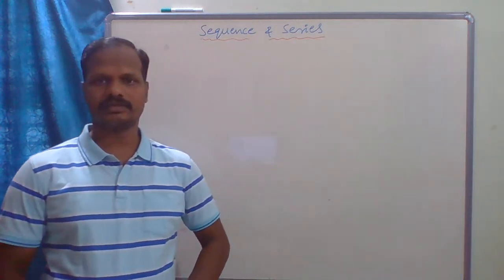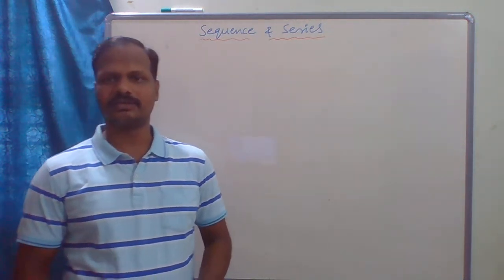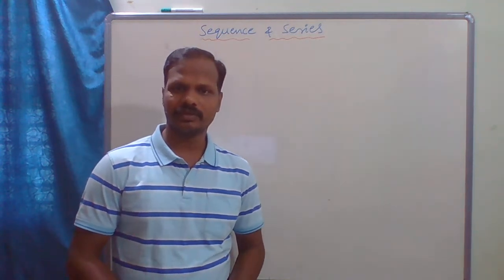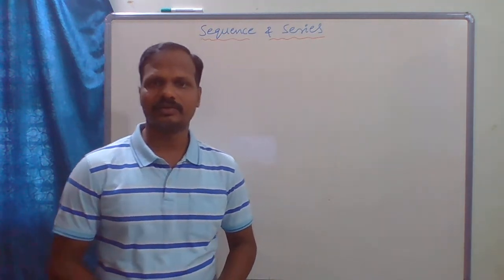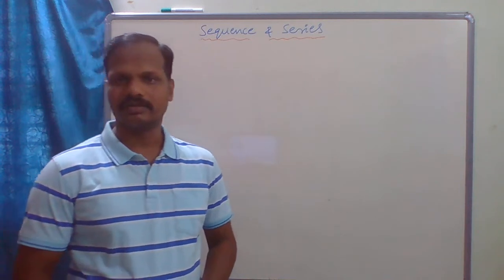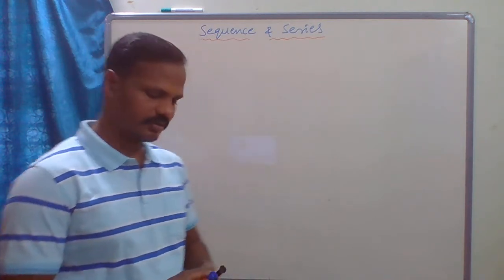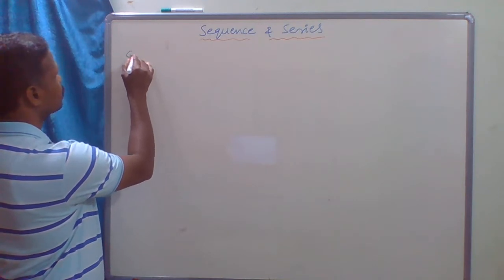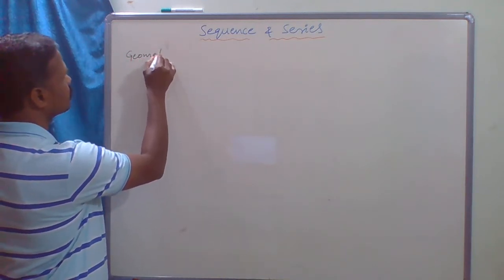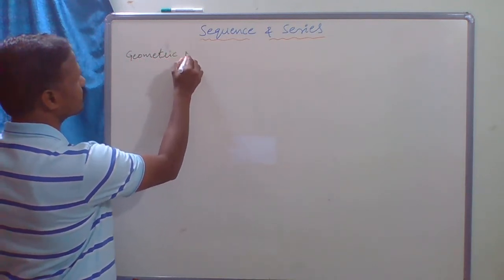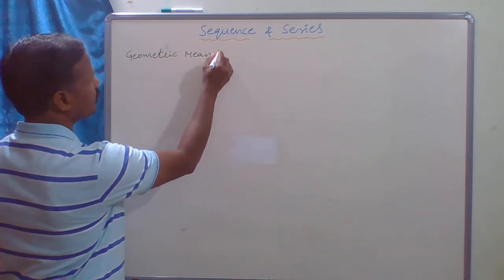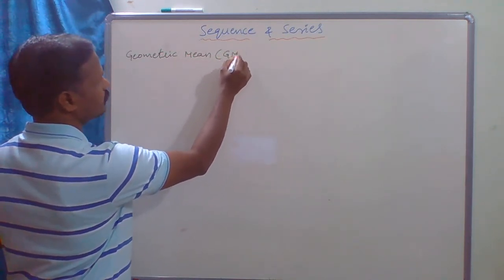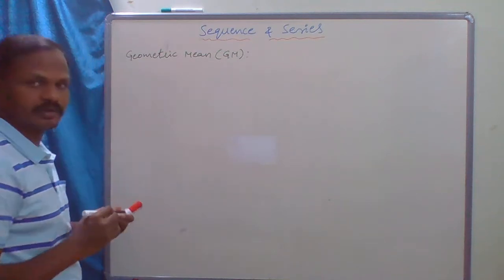So in last class we discussed geometric progression. Okay. So today we will discuss geometric mean. Okay. Geometric mean. So GM, geometric mean.